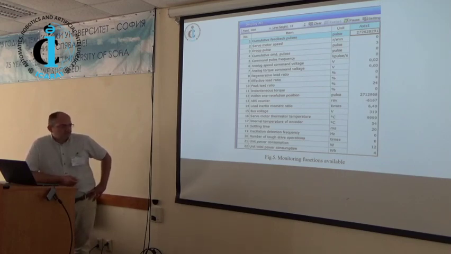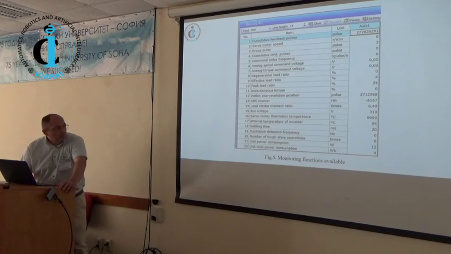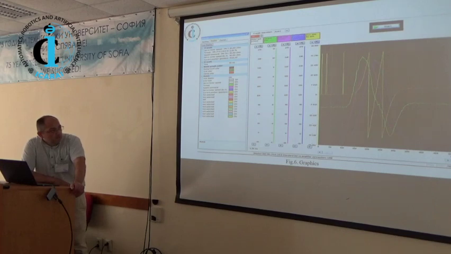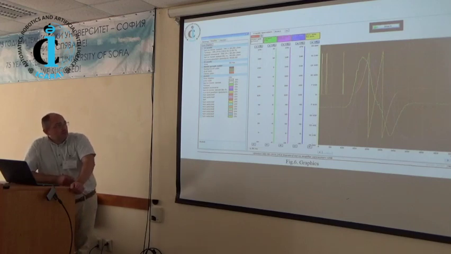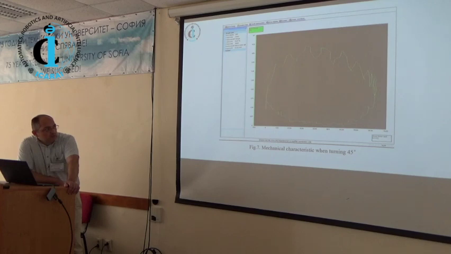Mitsubishi programs. We have many parameters that can be adjusted, and this is a graphic online from the servo drive where we present the position of the rotor, speed, and moment. And this is the mechanical characteristic when the servo is turning 45 degrees.